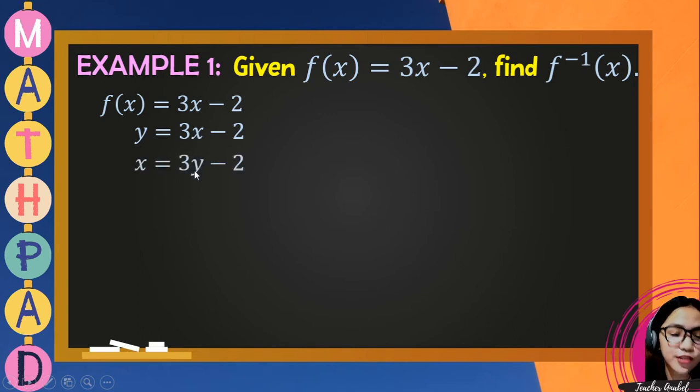And then next is to solve for y. Okay? So, to solve for y, of course, using addition property of equality, this will become x plus 2 is equal to 3y. Okay?